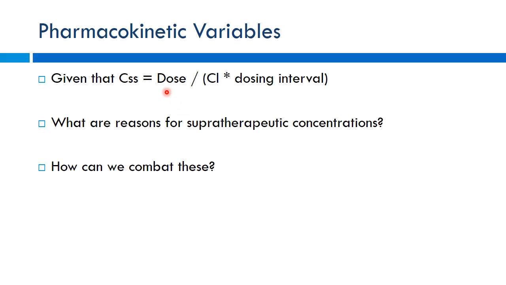So the first one, if the dose is high, right? So I'm giving the wrong dose. I'm giving too high of a dose. That could certainly cause the patient to have a supratherapeutic concentration. That's pretty straightforward. What about these other intervals? If I give a drug too infrequently or too frequently? Too frequently, right? Because that would cause this number to go down, because the dosing interval will be, say, Q3 instead of Q6 hours. That would cause our CSS to go up.